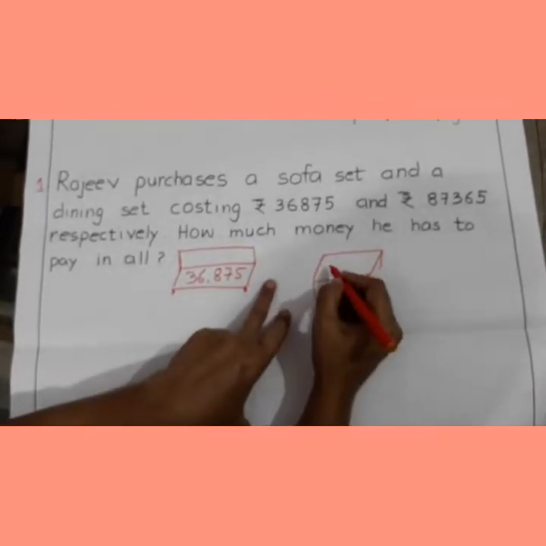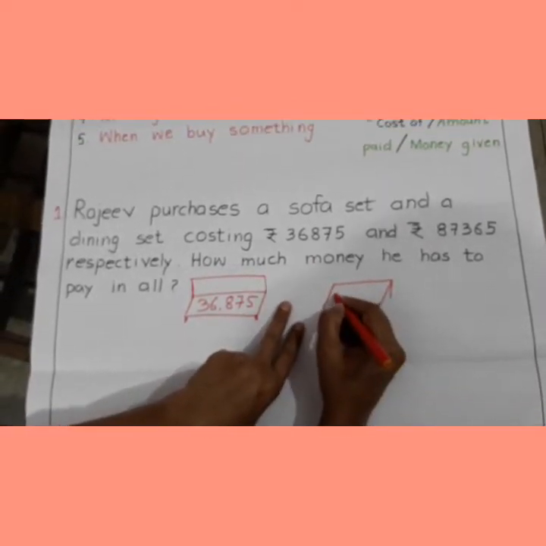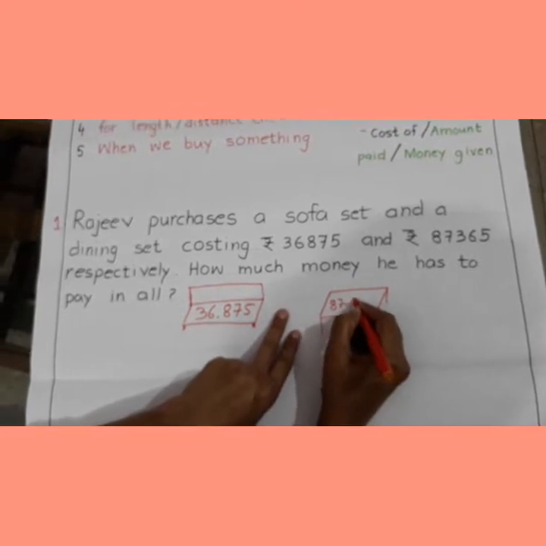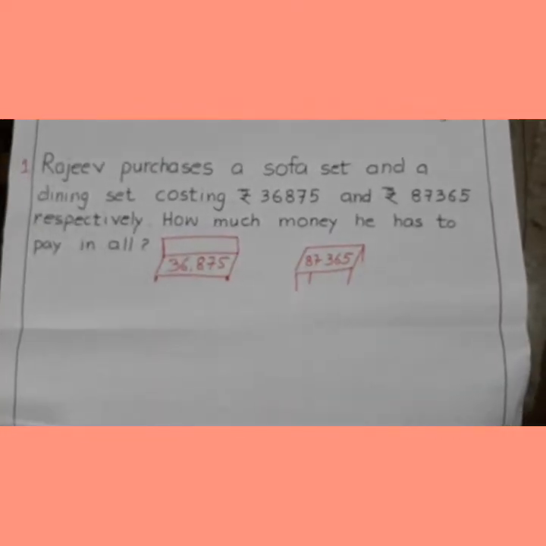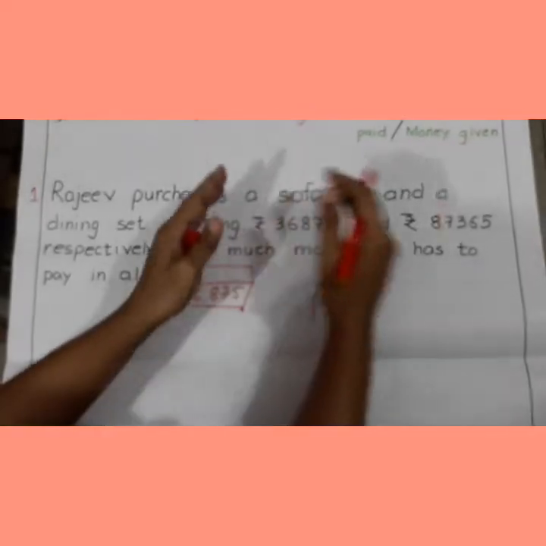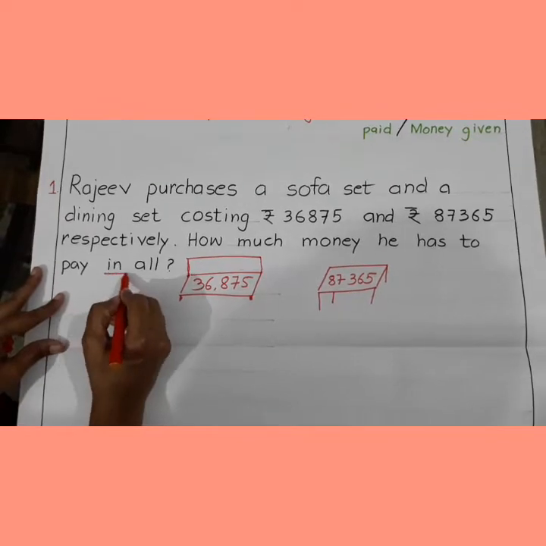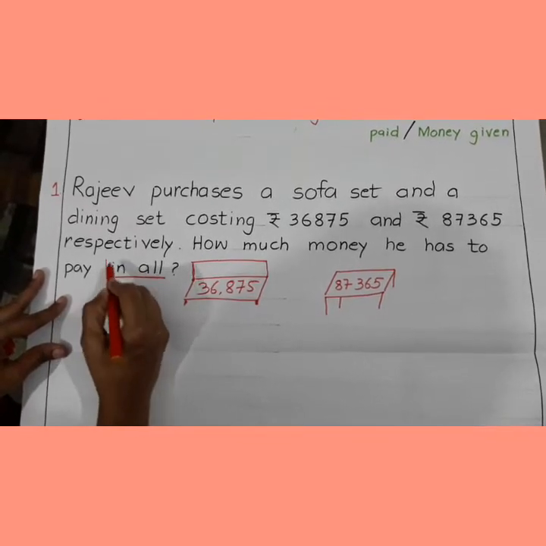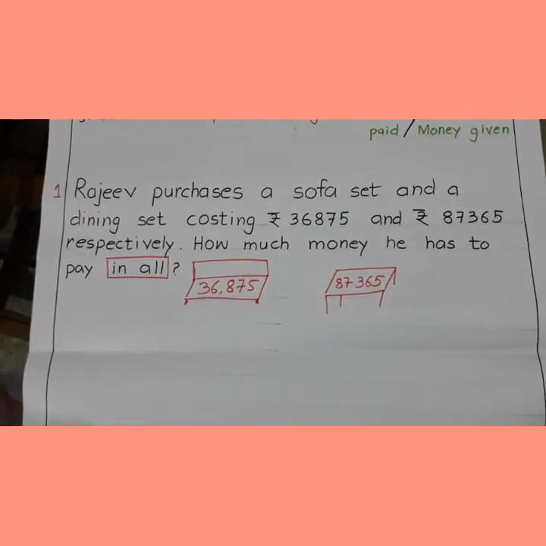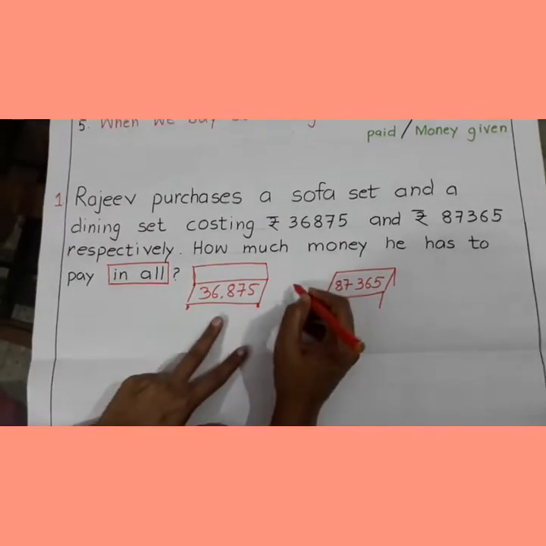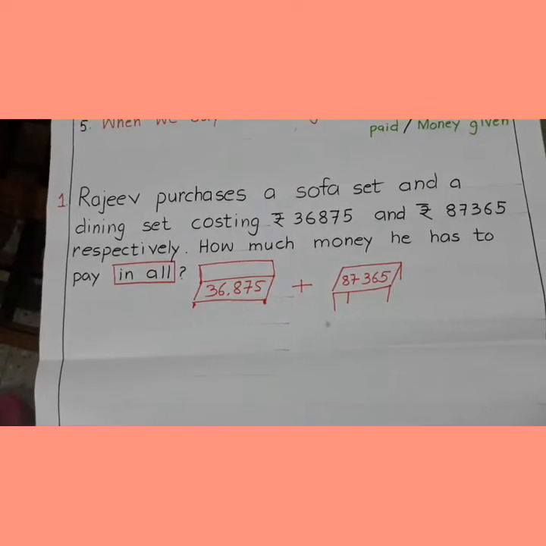Now, how much did he pay for the dining set? It's just not the table, the chairs along with. It's 87,365. So this is what he paid. Now the question is how much he has to pay in all. This is the clue word that tells you have to go for addition. Are you getting it? So that's the clue word. How much he has to pay in all. Got it? This much you should do first.